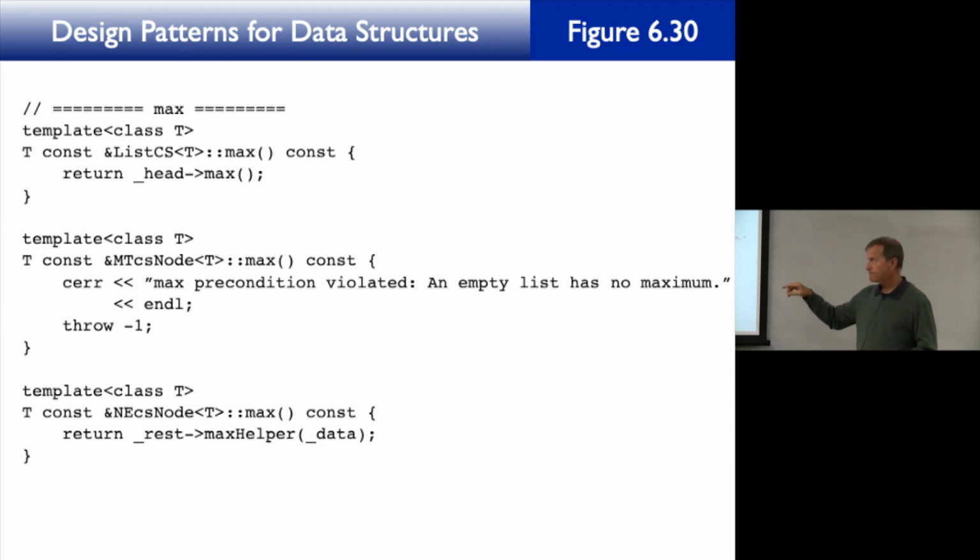And then, which max is going to get called? Is it going to be the empty CS node max, or is it going to be the non-empty CS node max? Well, it depends on polymorphic dispatch. So if it's empty, the empty one will get called. If it's not, the other one will automatically. If it's empty, there is no max of an empty list. So that's where we implement our precondition. That violates the precondition.